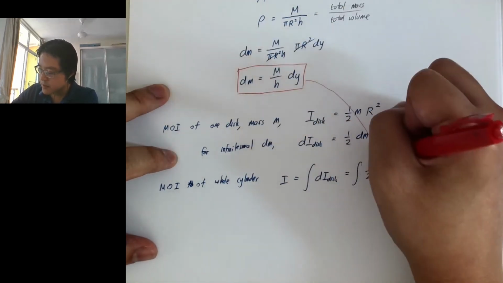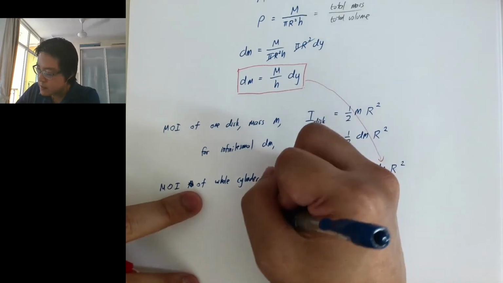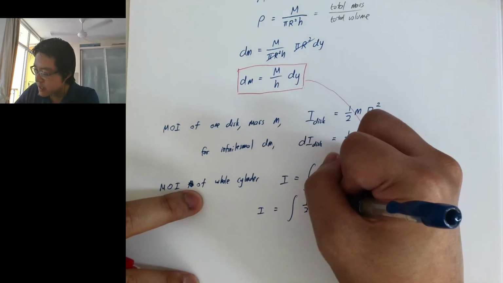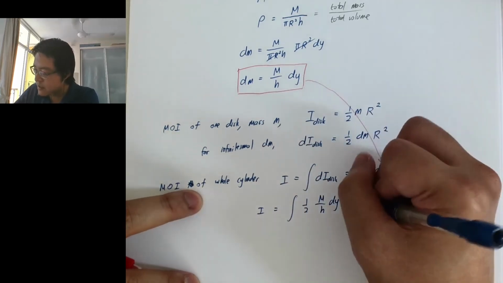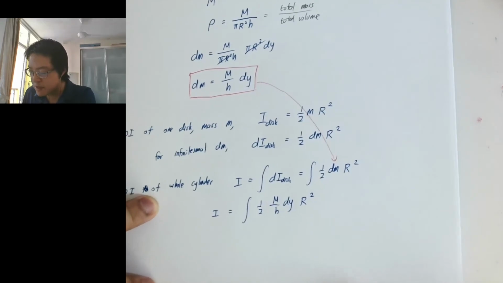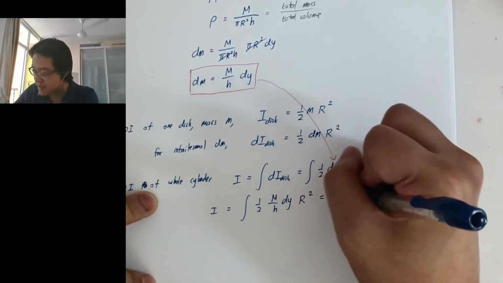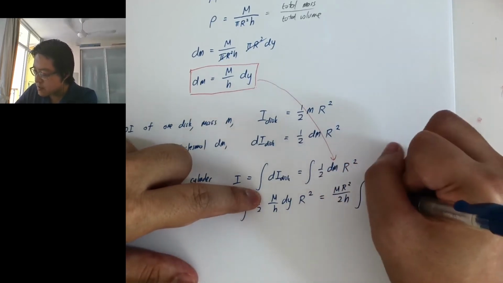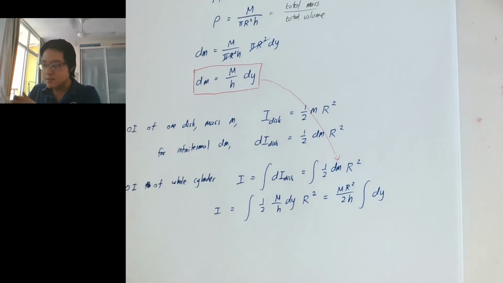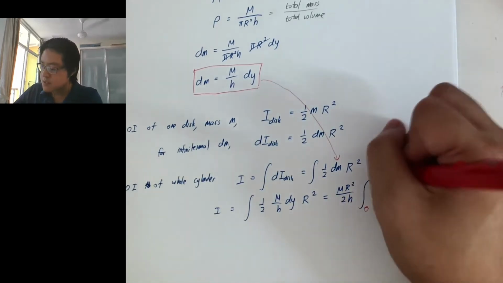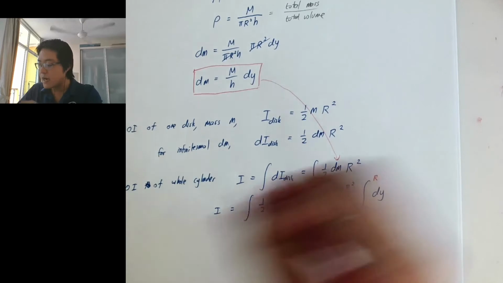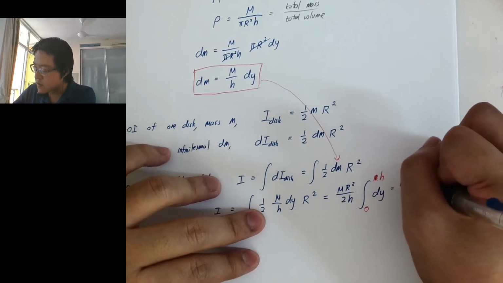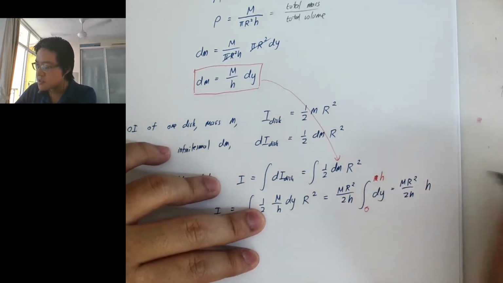So we're going to put it in here, right? My I is just the integral of half dm, which is m over h dy, and then r square. Okay, so maybe you can start to see something beautiful might happen again. I got m r square over 2h integral dy. Now, the same as before, the bottommost disk is position 0, the uppermost disk is position h, the height. So if I integrate, I just get m r square over 2h times h, and the h cancels.